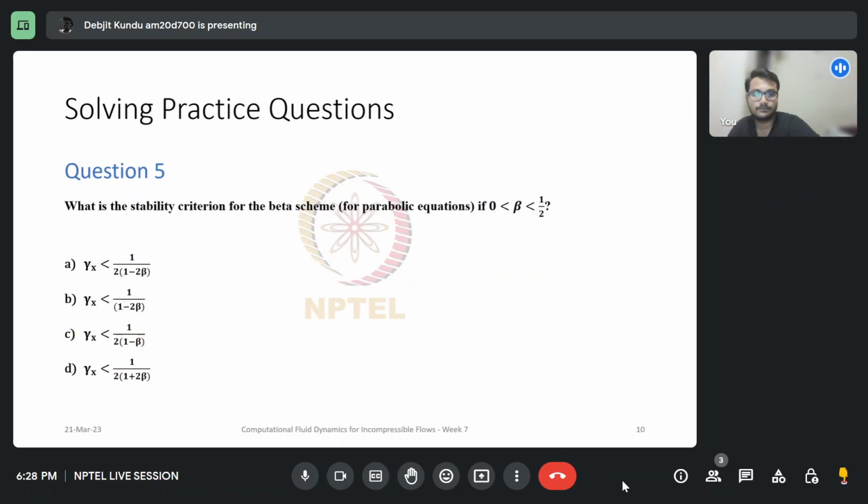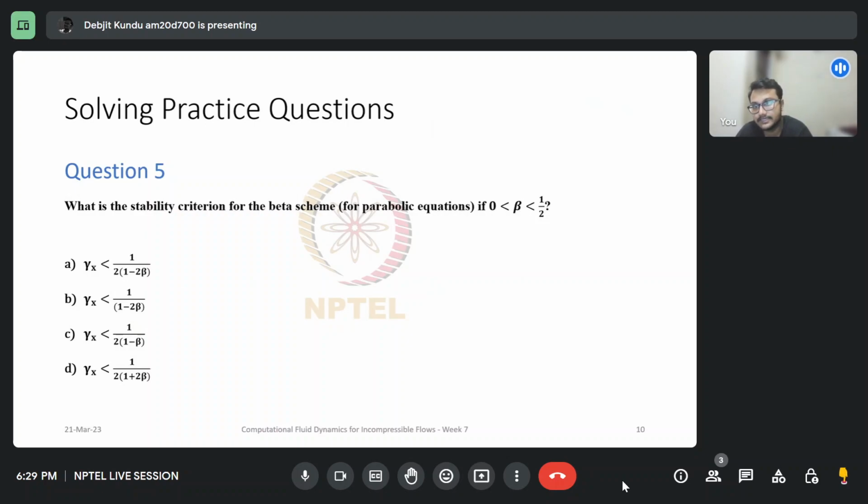We'll move on to question number 5 of today's session, which is asking us what is the stability criterion for beta scheme for parabolic equations. If you remember the beta scheme, which was the superposition of one explicit part and one implicit part, different combinations were available for different values of beta. So for the condition that beta is lying between 0 and half, so beta greater than 0 but less than half, then what is the stability criterion for the beta scheme applicable for parabolic equations?